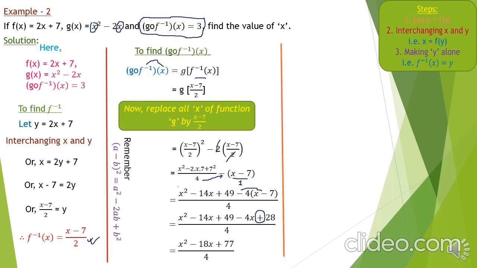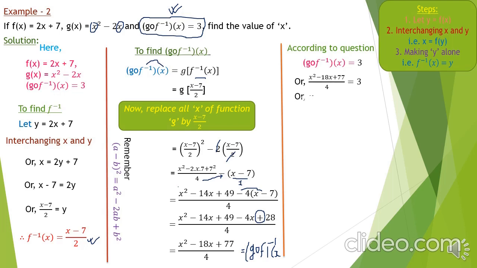So we quickly move to another step, according to the equation. We have to apply this given condition. Now we have the composition g o f inverse x right here. This is g o f inverse x, and according to the equation g o f inverse x is equal to 3. Now we put the value: x square minus 18x plus 77 by 4 equal to 3.